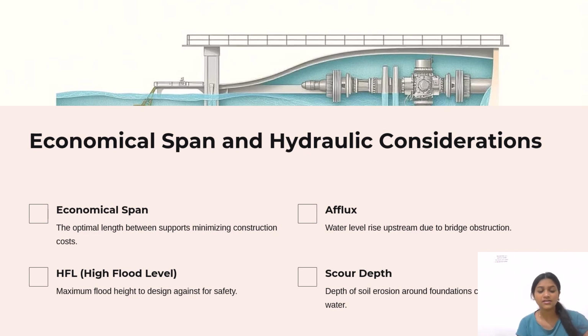So the last one is classification based on span. Short span bridges are up to 20 meters. Medium span bridges are 20 to 100 meters. And long span bridges are about 100 meters or more. So that's it for the types of bridges.